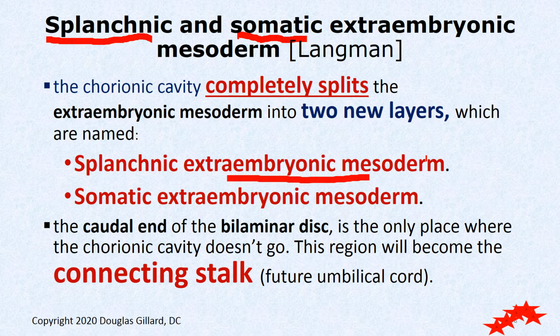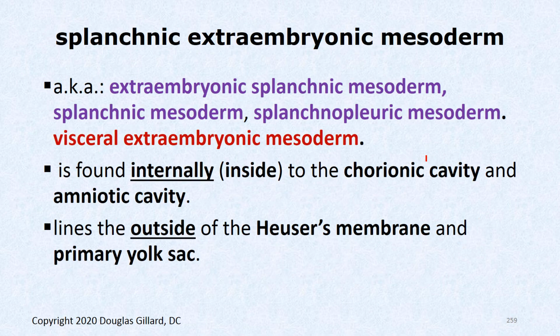The caudal end of the bilaminar disc is the only place, as I showed you, where the chorionic cavity does not rip through, and that's going to become the connecting stalk. Let's look at some of these AKAs for splanchnic, the internal one: extraembryonic mesoderm, extraembryonic splanchnic mesoderm. That's easy to pick out. Splanchnic mesoderm. That's easy to pick out. That's not a great one, though. Splanchnopleuric, some of the European texts, Sadler uses this term, splanchnic pleural mesoderm. And we have visceral extraembryonic mesoderm as well, which will come later on, but visceral means on the inside. We'll talk about visceral pleura, visceral pericardium, visceral peritoneum, which all come from this region, as we'll see later on.